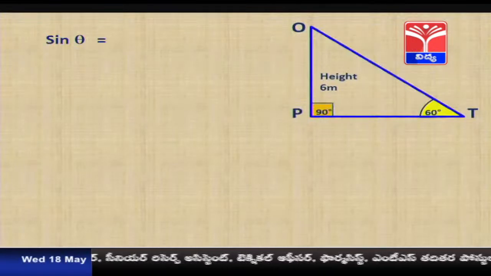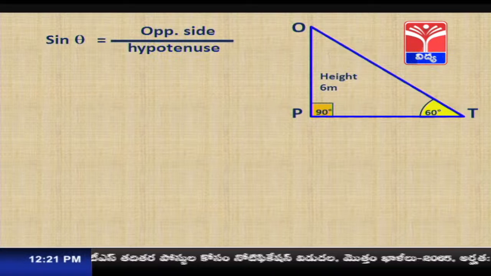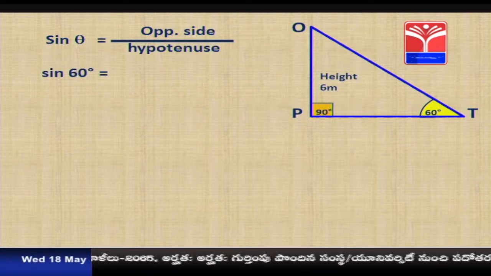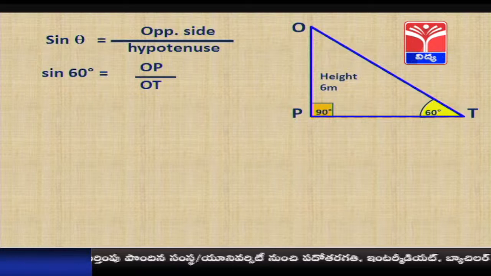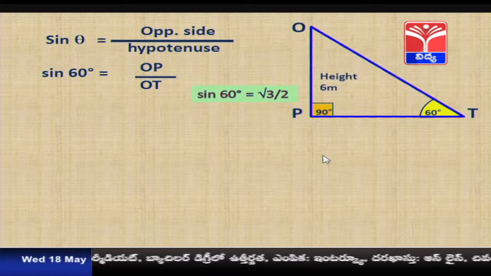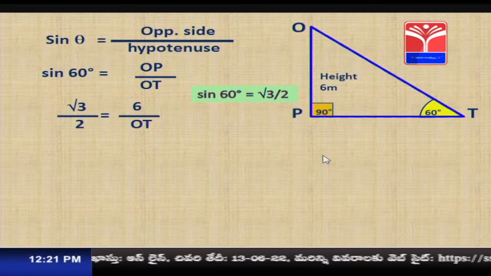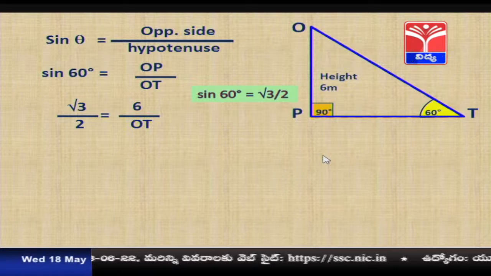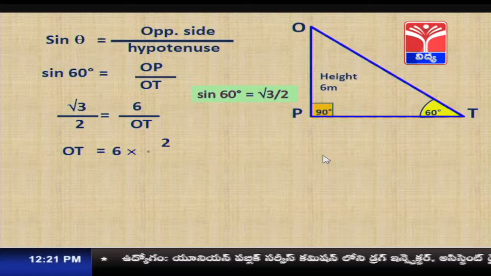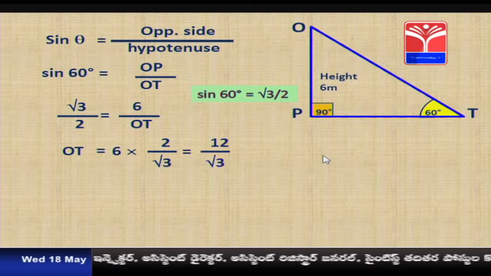So, now I will be taking sin theta is equal to opposite by hypotenuse. Theta is equal to how much here? 60 degrees. Sin 60 is equal to OP by OT. Sin 60 is equal to root 3 by 2. Now, root 3 by 2 is equal to 6 by OT. Is that right? Now, OT is equal to 6 into 2 by root 3, which is equal to how much here? 12 by root 3.